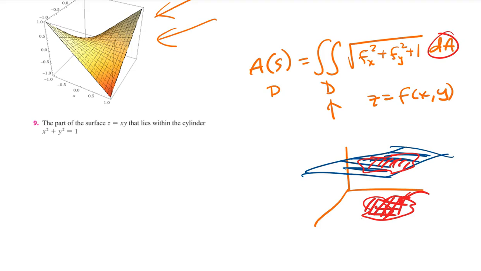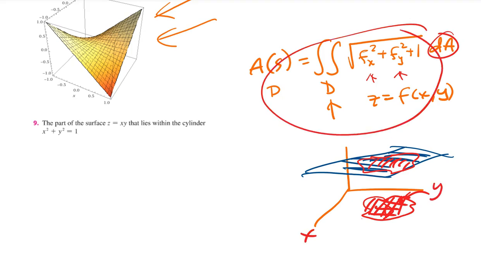All right, so what you'll do is you'll take the derivative with respect to x, square it, derivative with respect to y, and square it. Add 1, take the square root of that. Double integral over the region D. So this region D will be something in the xy plane. All right, so let's do an example of this, and then I'll show you where all this comes from.